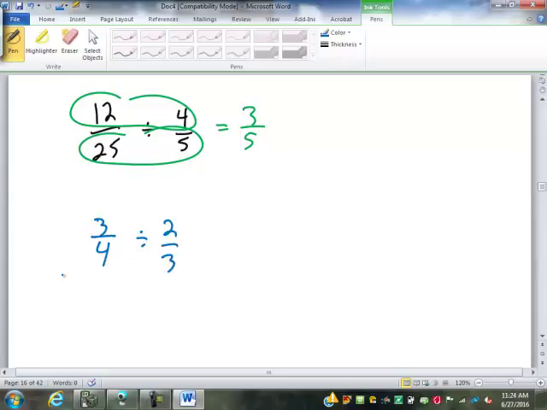If I went to divide straight across here, 3 divided by 2 is not a nice, neat answer, is it? 3 divided by 2 is 1.5, or 3 halves, or however you want to look at it. 4 divided by 3 is equally as ugly. It's 1 1/3. Doesn't divide nicely. How have you been taught to do that division?